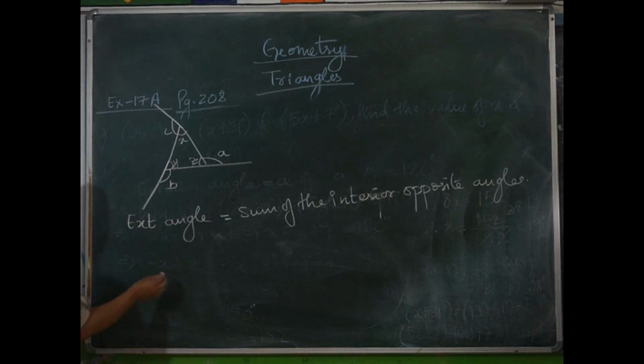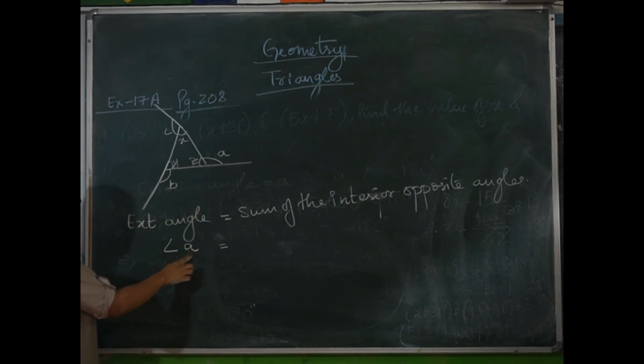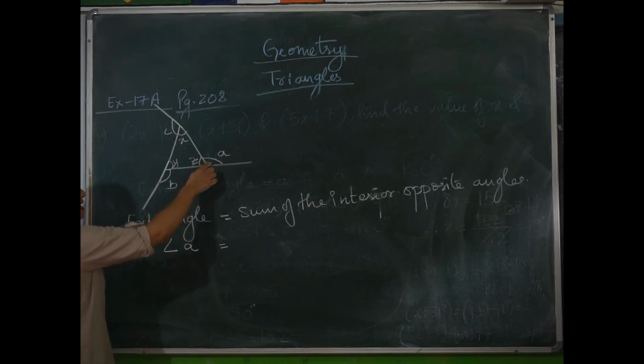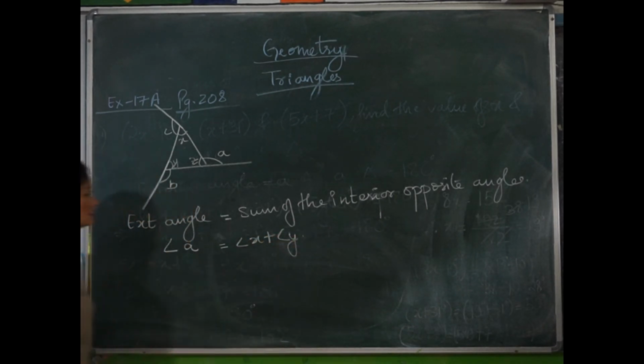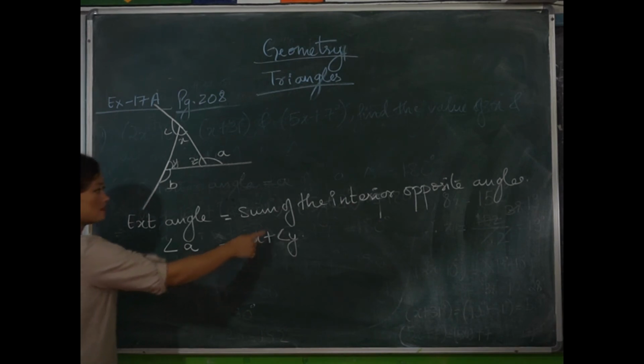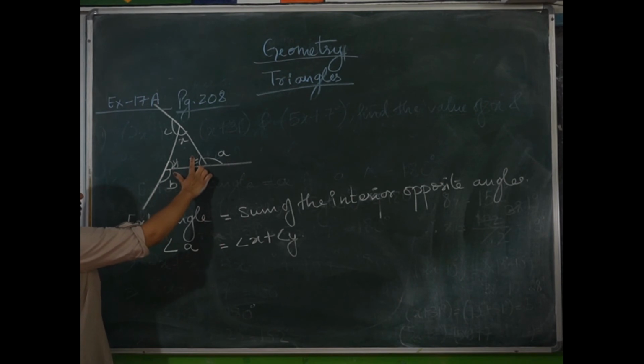Now, what does the sum of the interior opposite angles mean? Say this is your exterior angle, I am taking this angle A. Which are the interior opposite? The angle which is adjacent to it will not be considered. The angles which are not adjacent, which are Y and Z in this case. So any exterior angle is equal to the sum of the interior opposite angles. And how do we choose the interior opposite angles? We don't take the angles which are adjacent.